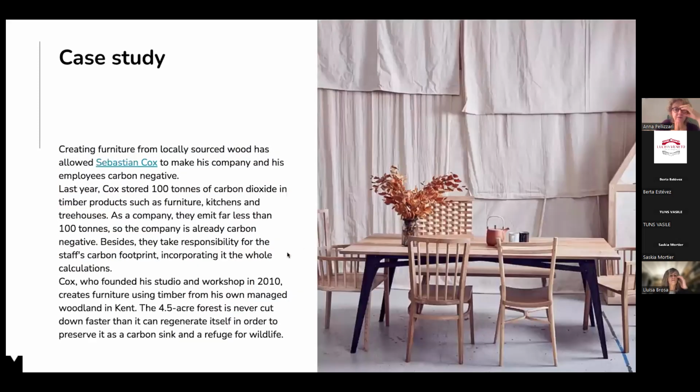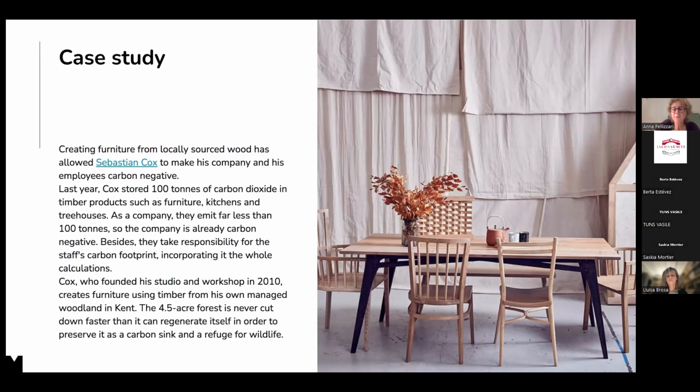An example of a carbon negative company, or carbon negativity approach, is that of Sebastian Cox, a designer who has set up his own furniture firm. They claim carbon negativity in all their business by using locally sourced wood, and by creating pieces of furniture that are designed to last. So by using wood as a carbon stock.